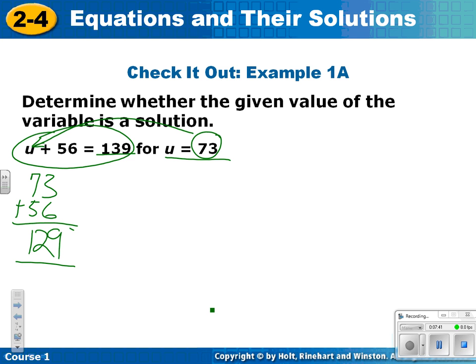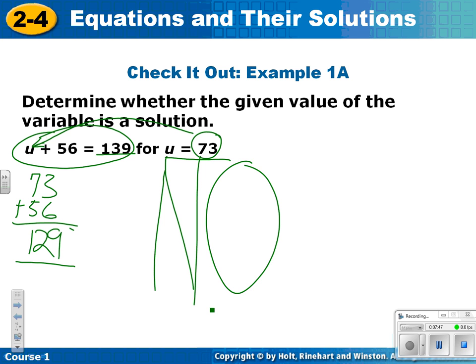So what's my answer? Big fat letters. No. Now don't make it that big on your homework because you'll waste too much paper. You can do one line if you want.